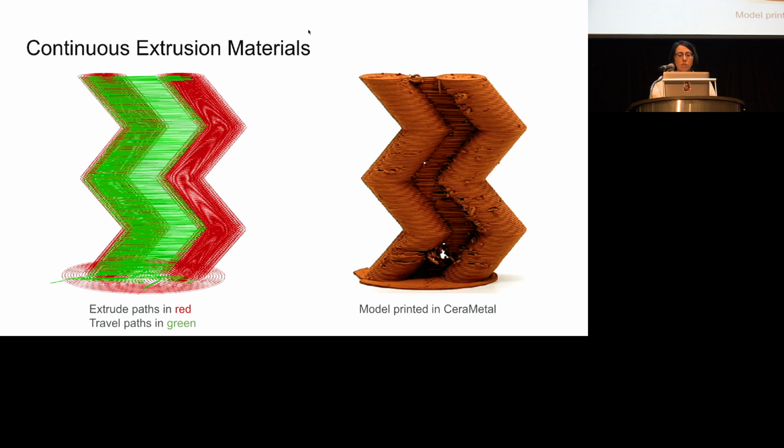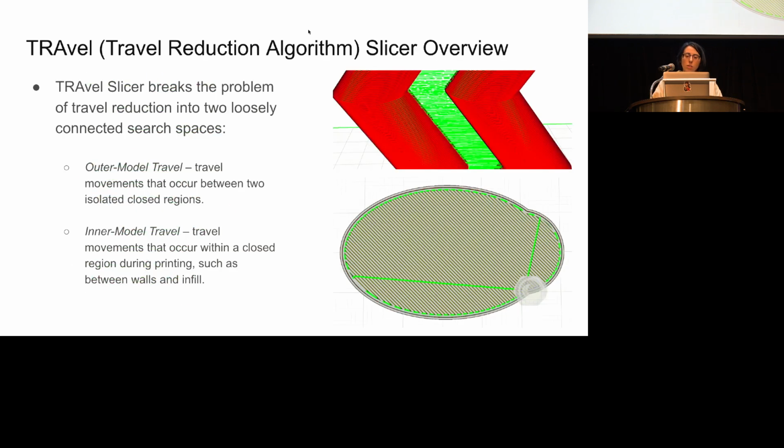We developed Travel Slicer to allow us to print more complex geometries and materials that continuously extrude, which it does by reducing the number of travel movements in the toolpath. Travel Slicer breaks the problem of travel reduction into two loosely connected problem spaces: outer model travel, or travel movements that occur between two isolated closed regions, and inner model travel, or travel movements that occur within a closed region during printing, such as between areas of infill and the walls of the print.